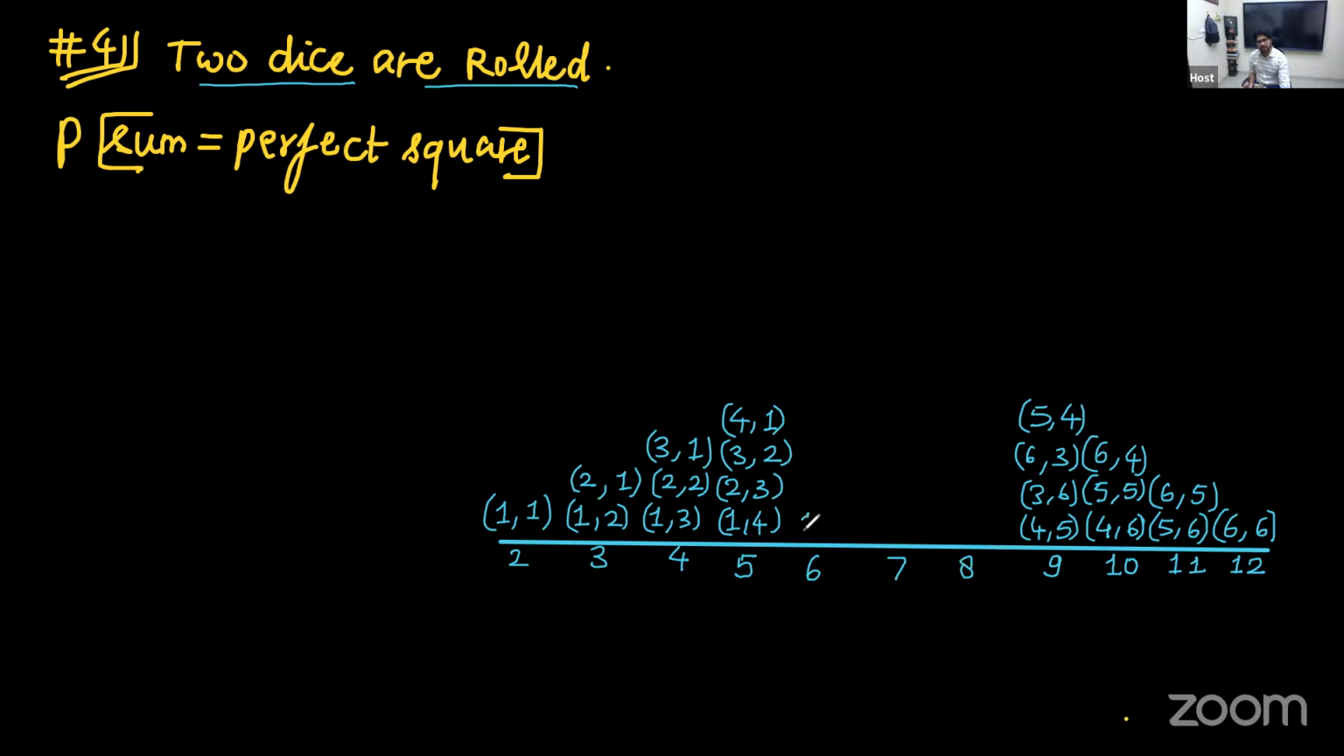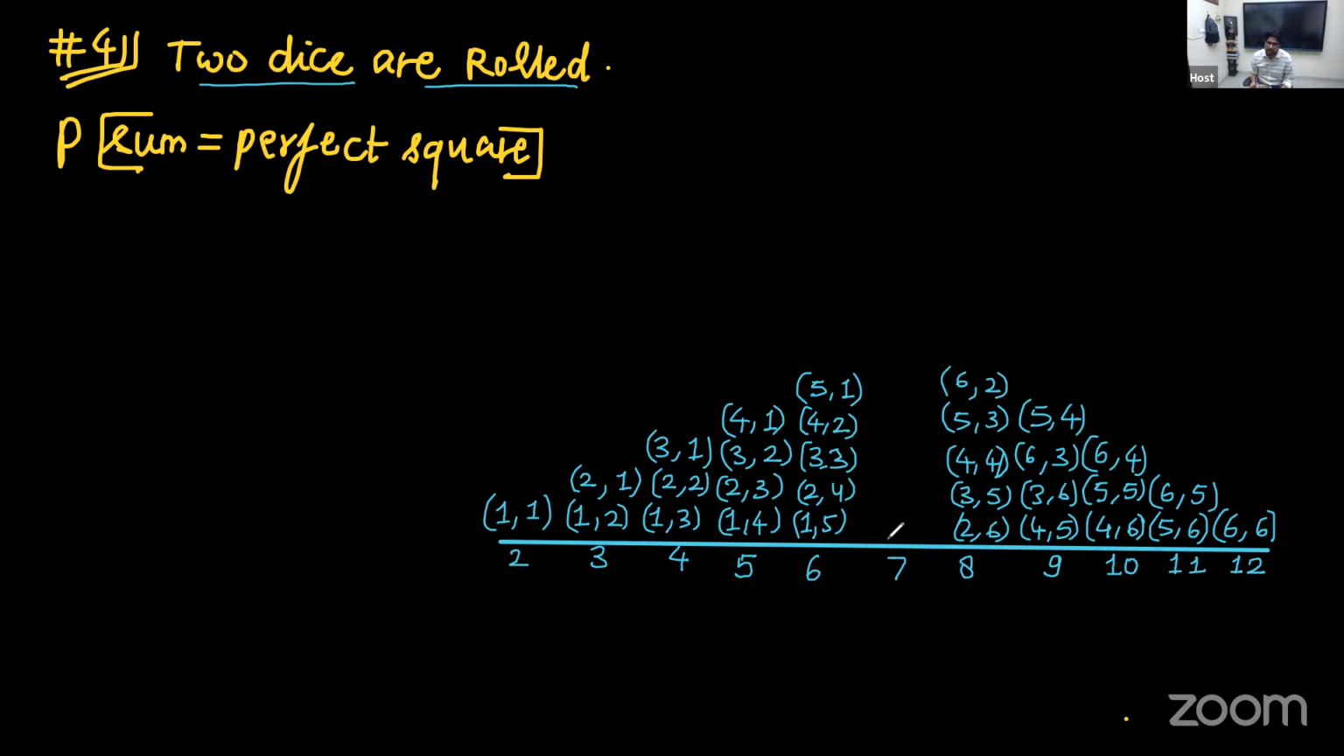6 is having 3 and 3 as one possibility, 4 and 2 as another possibility, and finally 5 and 1 as another possibility. 8 is having 2,6 as one possibility, 3,5 as another, 4,4 as yet another, 5,3 as yet another, and 6,2 as yet another possibility.